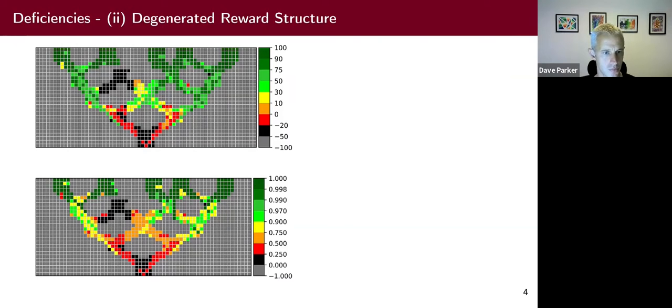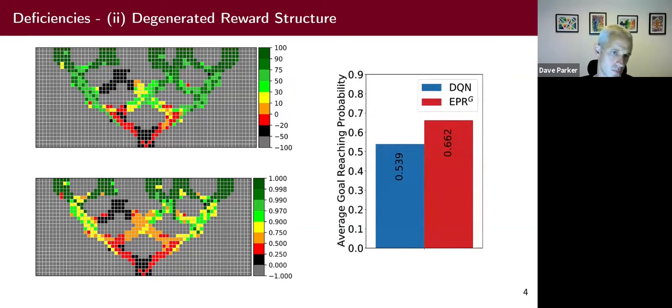As this is difficult to see, additionally take into account this plot on the right, where we depict the goal-reaching probability for the standard DRL method Deep Q-Learning and ERPG, which is one of the methods we are about to introduce. ERPG directly takes goal probability into account, which clearly pays off.